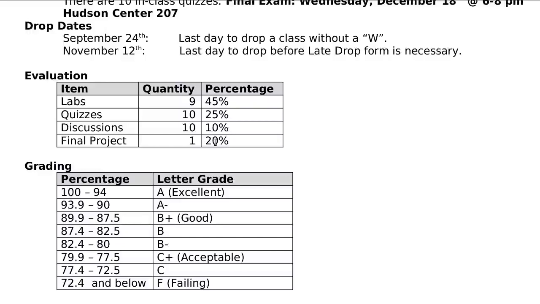I use a standard graduate level grading system. That is, if you have between 94 and 100, you get an A. 90 to less than 94 is A minus. And then there are B plus, B, B minus, and then hopefully none of you get anything like a C or an F. Okay.